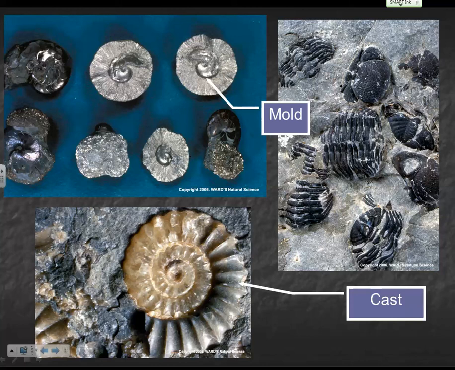Now, the organism used to be in this area. It was covered by mud or silt or something, and then the organism rotted away and decomposed, and then that hollow cavity, which the rock formed around, was filled in with usually minerals in the groundwater, in this case probably calcium or calcite, and that formed a cast. So it's in the same shape, but it's not the actual organism itself.